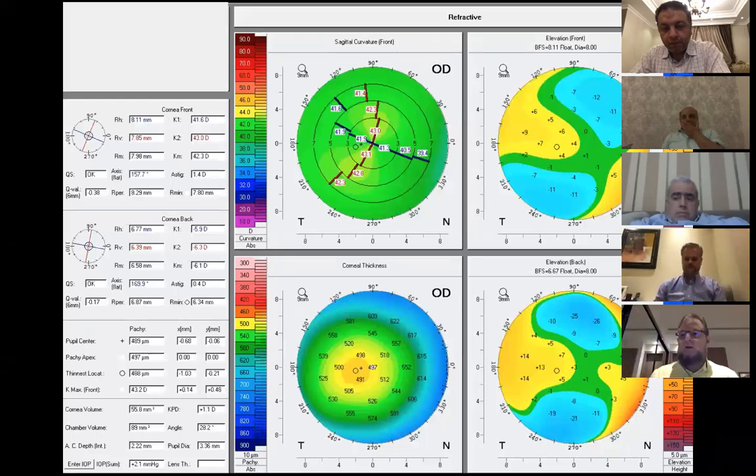So we have to consider, if the white to white is small and we are decentering the flap, then we are cutting the limbus, which will cause bleeding and will cause scarring in the future. So personally, with such large angle kappa, I don't treat the patient for hypermetropia. Especially with hypermetropia, we need to make the optical zone 7 millimeters. And of course, the flap cut should be more than 8 millimeters.